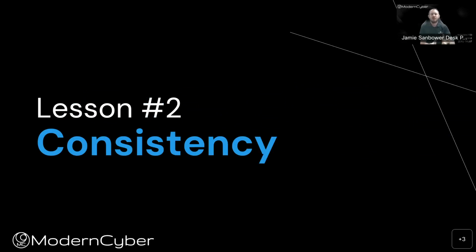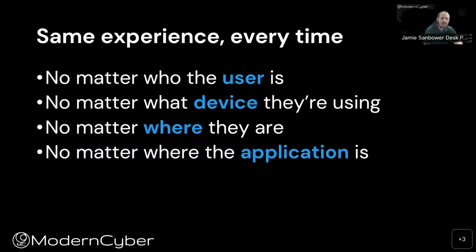Before we jump into some policy best practices, lesson number 2 is consistency. And when I say consistency, this is something that we find quite frequently, where there might be areas within the organization that have the zero trust principles implemented, and they're working very well for a certain use case or individual area. But one of the goals we should have as an organization trying to implement zero trust is to create the same experience every time.